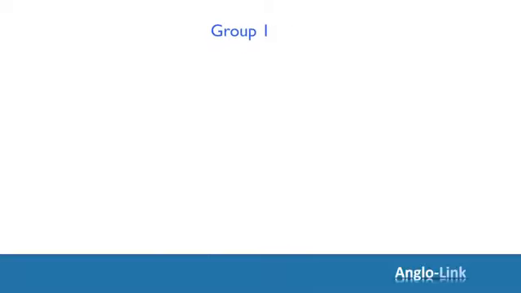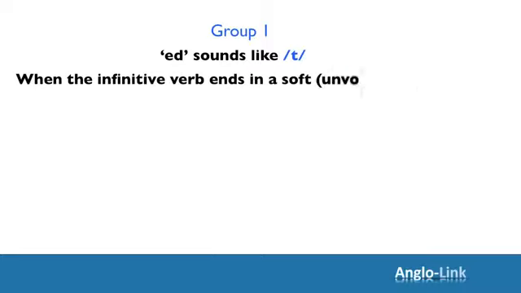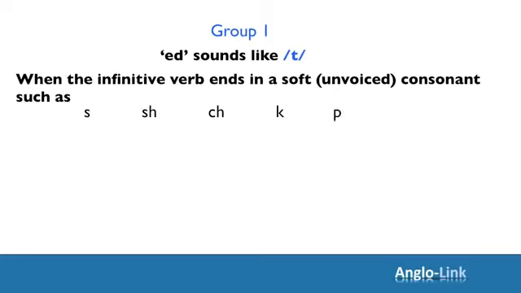Okay. Let's look at Group 1, when ed sounds like t. This happens when the infinitive verb ends in a soft or unvoiced consonant, such as s, sh, ch, k, p, f. Let's look at some examples.